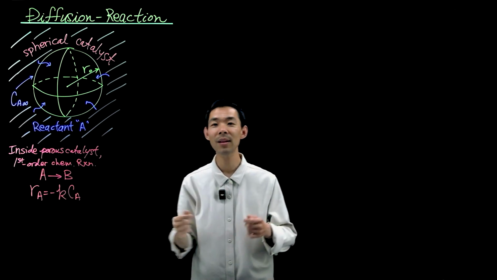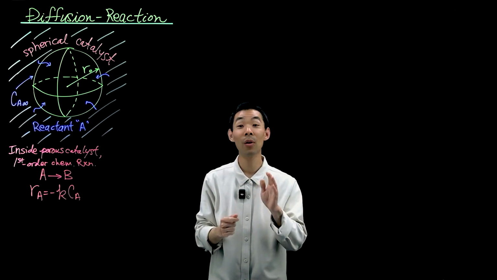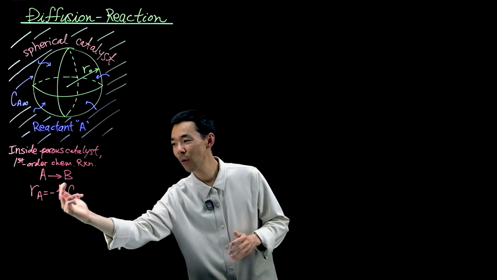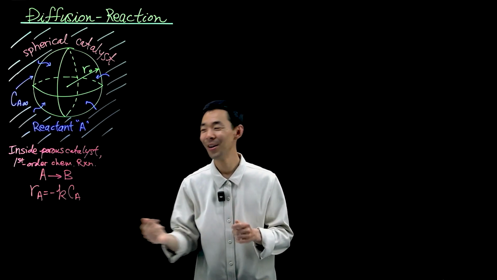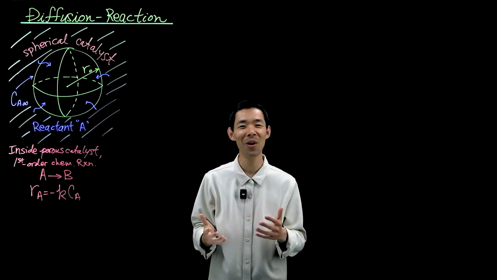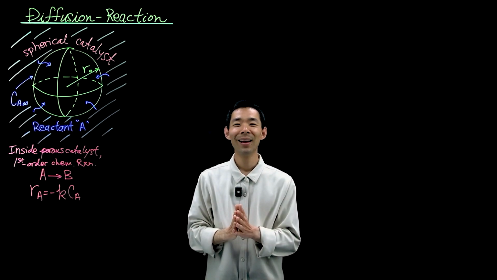And the rate constant depends on temperature. It might be an Arrhenius relationship. And that's chemistry. So how good of a chemist you are will dictate how good your rate constant K is, how strong it is. All right.